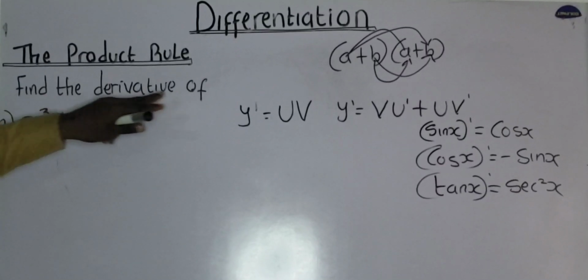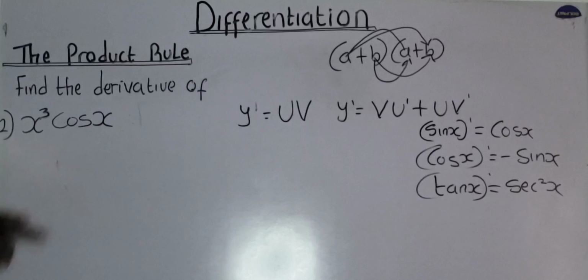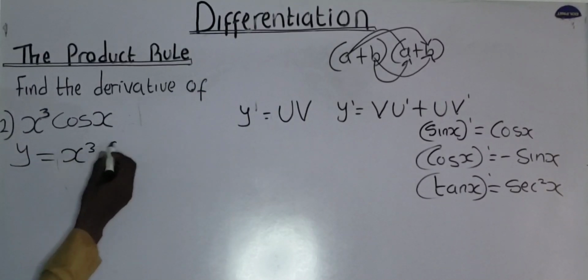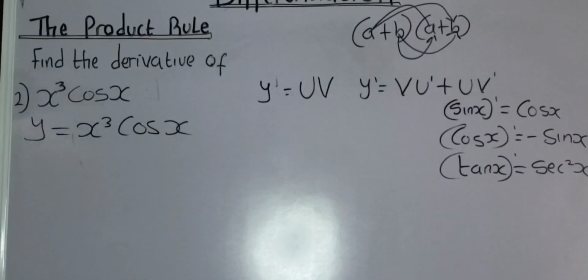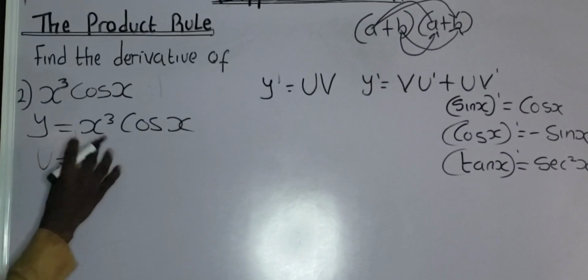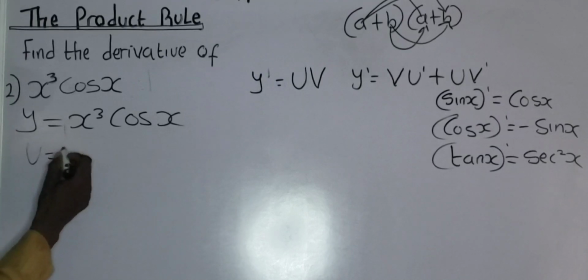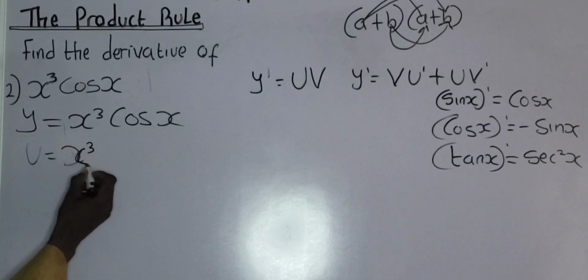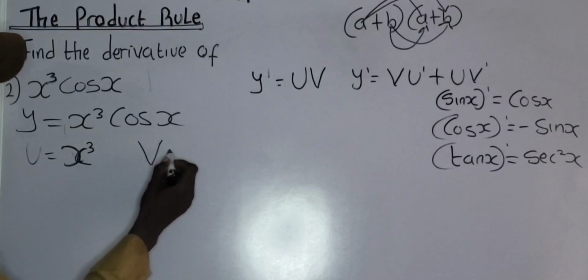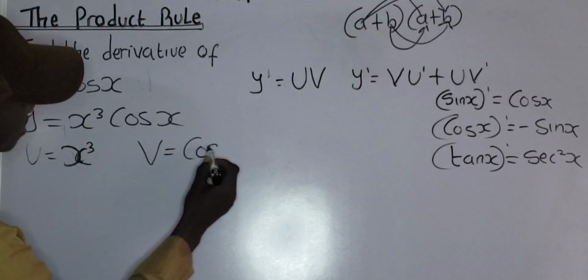Find the derivative of x raised to the power of 3 cos x. Now let us equate y as x raised to the power of 3 cos x. The next step is that we are going to identify our u and v. So u equals what? The first part of this function, that is x raised to the power of 3. You understand? And v equals what? The second part, that is cos x.